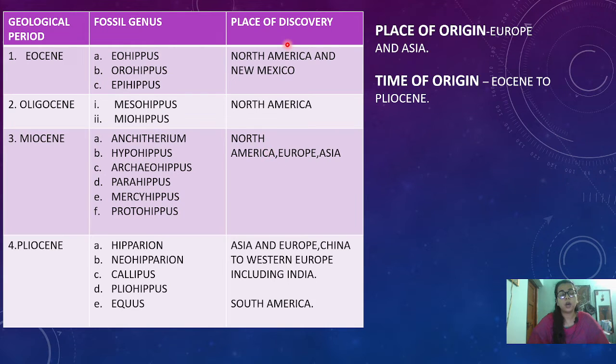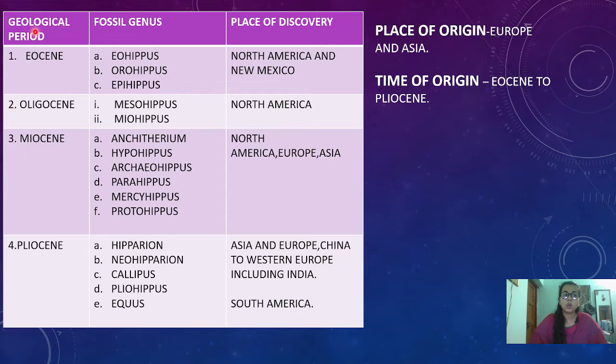Before that, we are going to discuss where the horse originated. The place of origin of the horse was mainly Europe and Asia. And during what time did the origin of the horse take place? That is during the Eocene to Pliocene time period. And this is the geological period of the evolution of the horse, that is, during what time period what type of horse were present and where they were discovered.